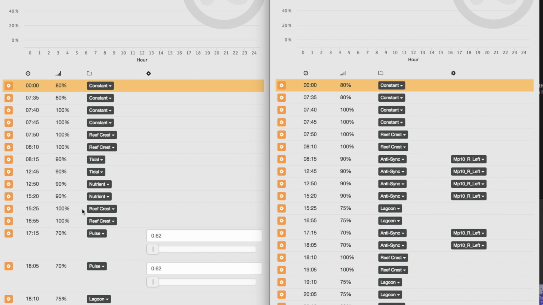So, reef crest is running at 100% on one pump, and then on the other pump, I have lagoon mode, which is kind of like a random flow. But the changes in terms of going from, let's say, 50 to 100% to 60% happen more gradually with the lagoon. So you could think of reef crest and lagoon as very similar randomized flow, but the changes of flow happen much quicker in the reef crest versus the lagoon. So I'm trying to get the best of both worlds here with one pump running the reef crest and the other pump running the lagoon.